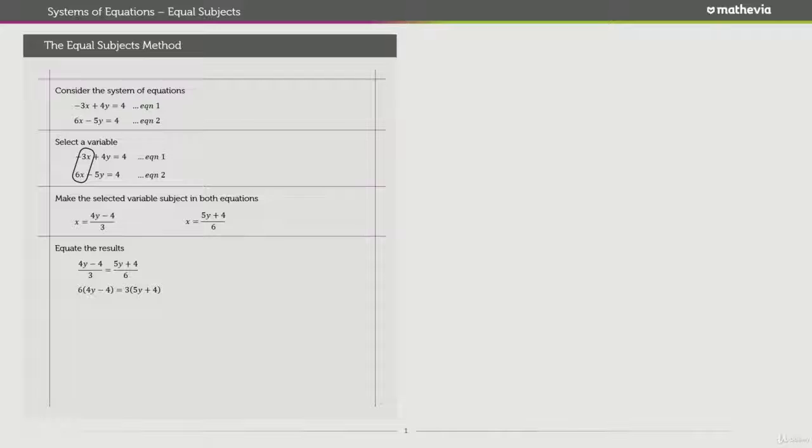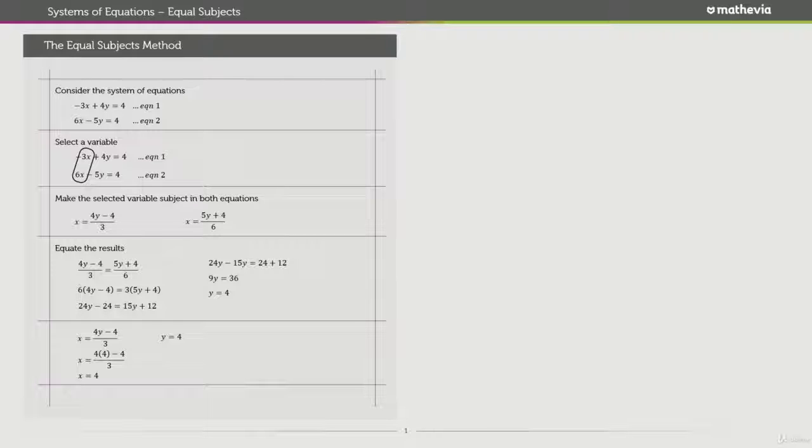Then we just go ahead and cross multiply. We end up with a very simple linear equation, and we solve it and end up with y equals 4. Once we have y equals 4, we plug that into either of the equations from the step where we made x the subject, and you should end up with x equals 4. So your results in this case are x equals 4 and y equals 4.